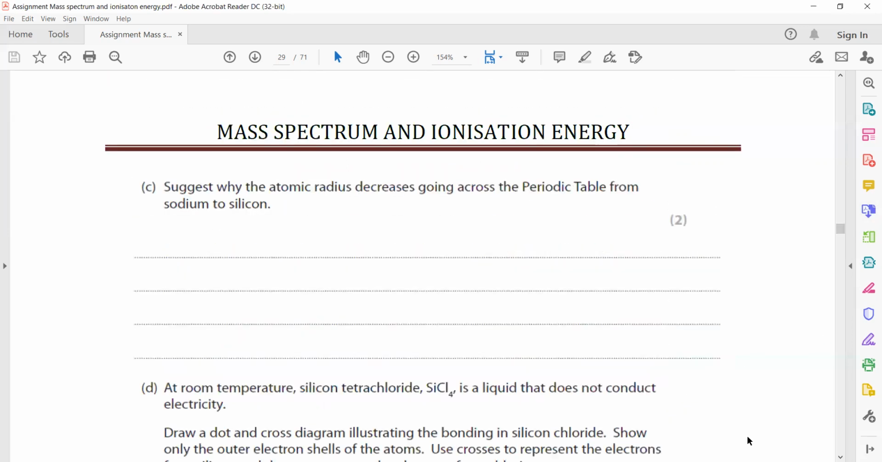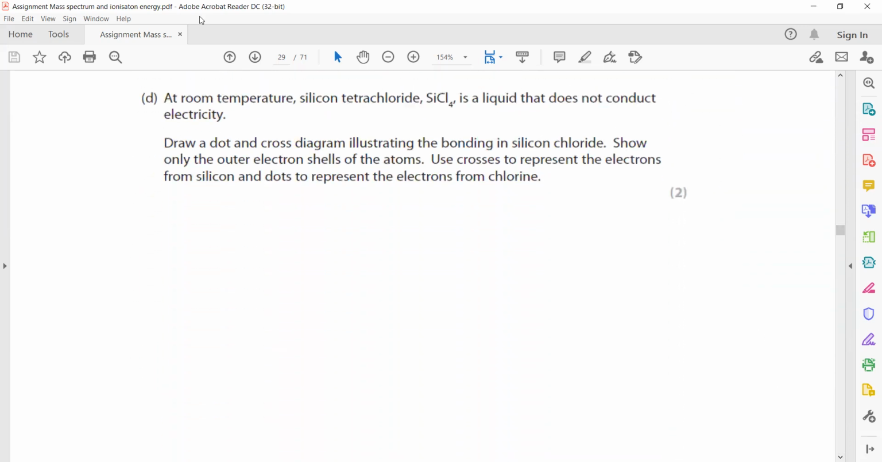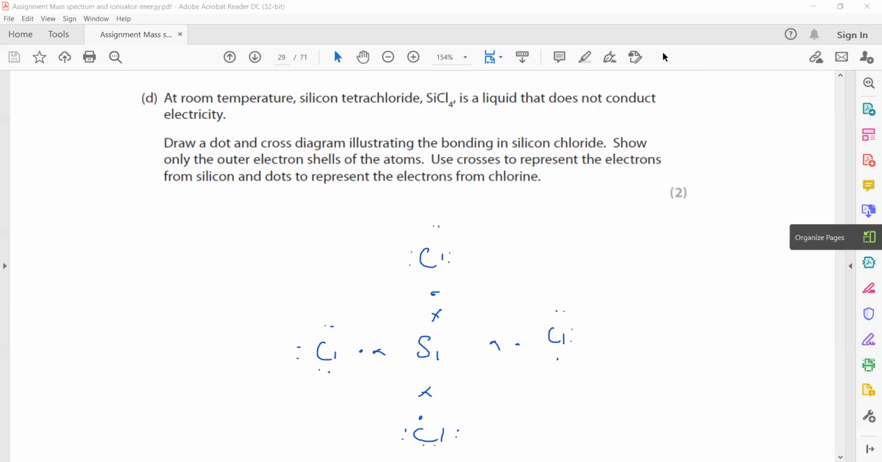Then we have to draw a dot and cross diagram of silicon tetrachloride. So silicon belongs to group 4, so it will share 4 electrons. Chlorine belongs to group 7, so it will share 1 electron. And then the unshared electrons on silicon: no unshared electrons, as it belongs to group 4, so it shares all 4, whereas chlorine shares 1 and unshared will be 6 electrons.